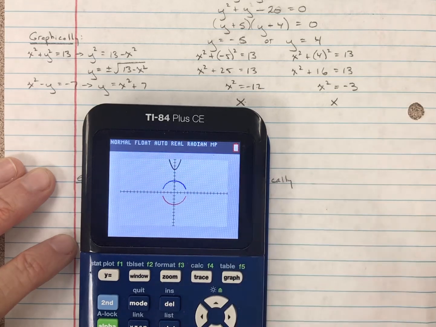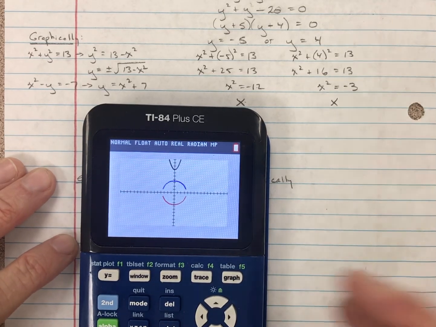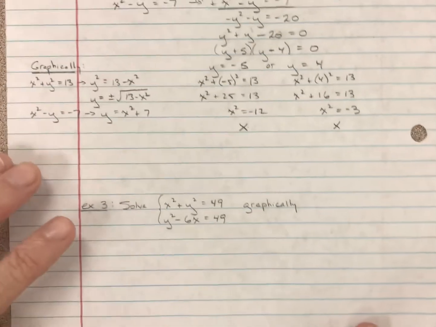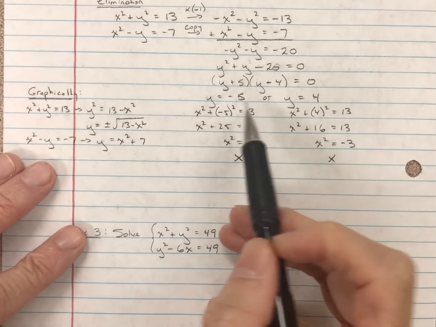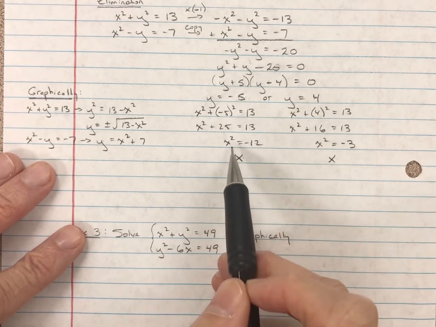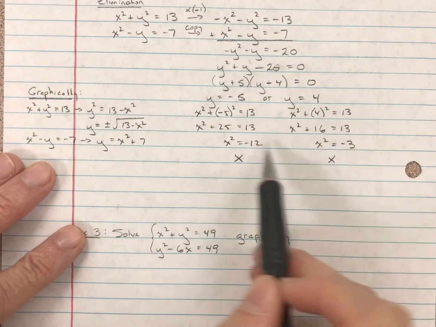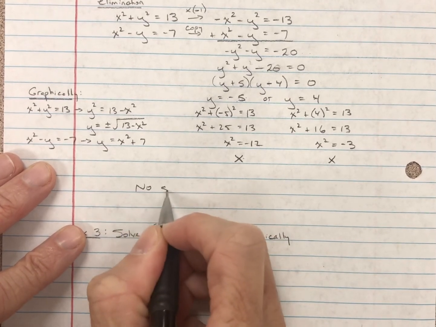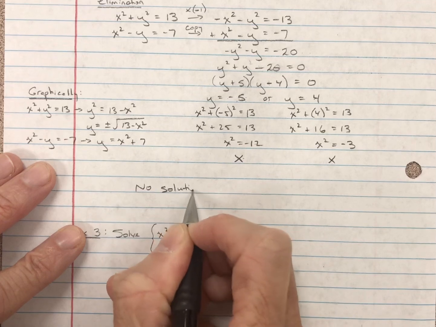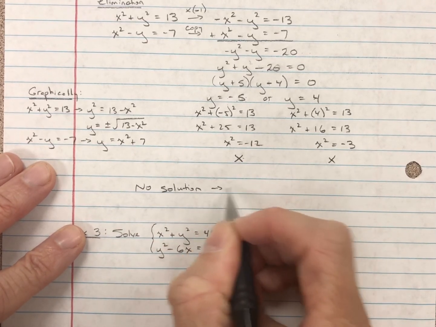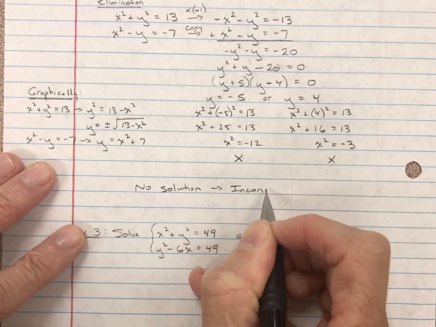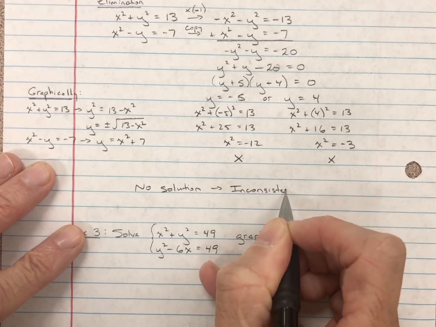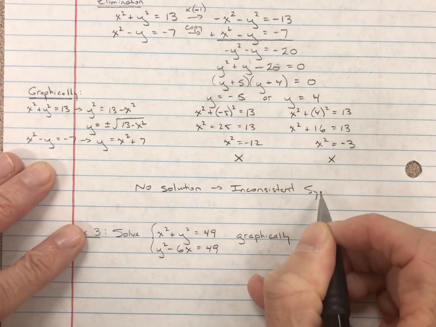Clearly, they do not intersect at all graphically, and we knew that algebraically because we couldn't get an x and a y. This is never true in the real number system. So this is no solution, and if you recall, no solution means we have an inconsistent system.